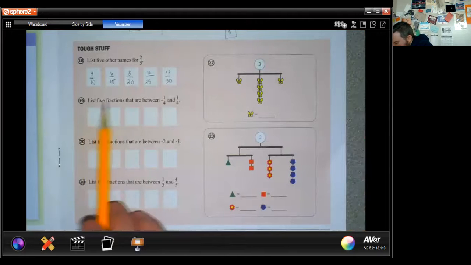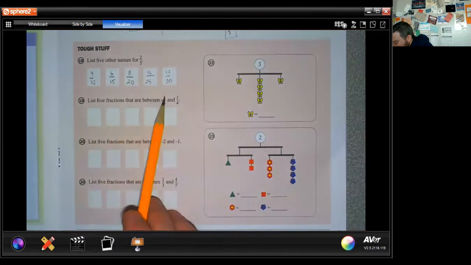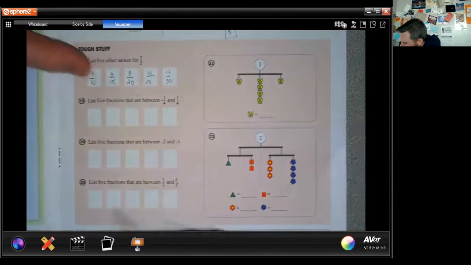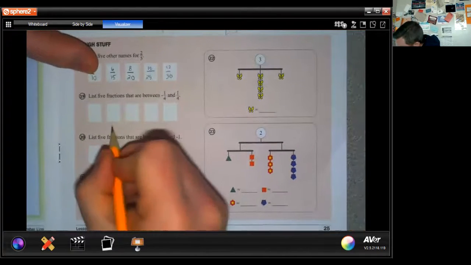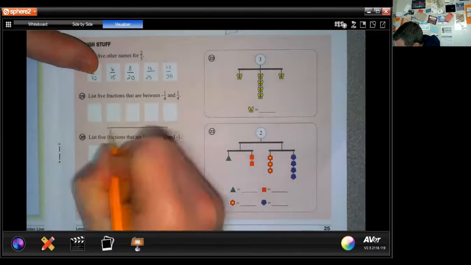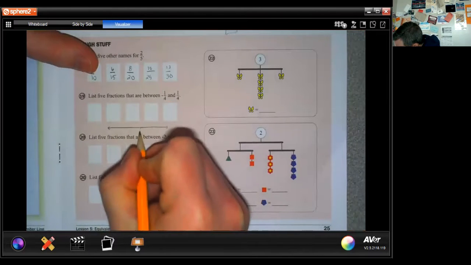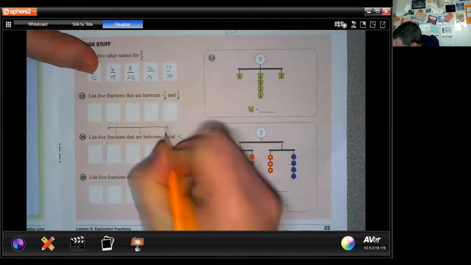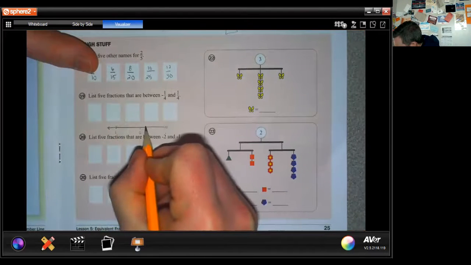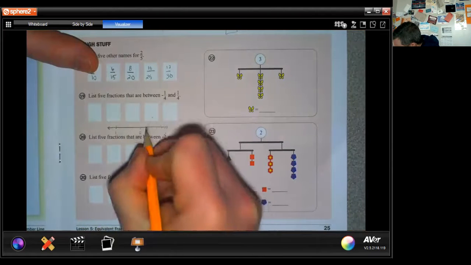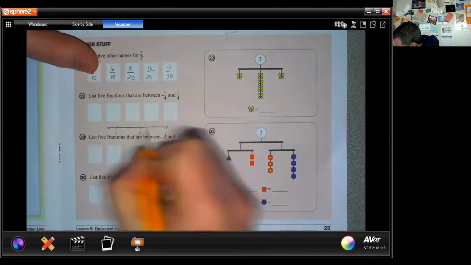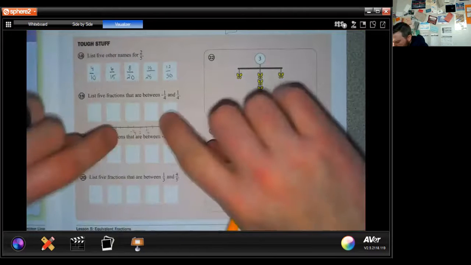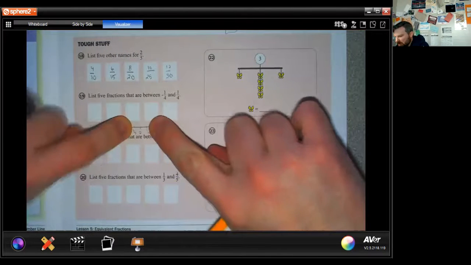List 5 fractions that are between -1/4 and +1/4. Okay, so you might need a number line here for this one. So here's 0, and here is 1. So +1/4, that's breaking this into fourths. So 1/4, and -1/4 is just on the other side. So I need 5 fractions that are between there.